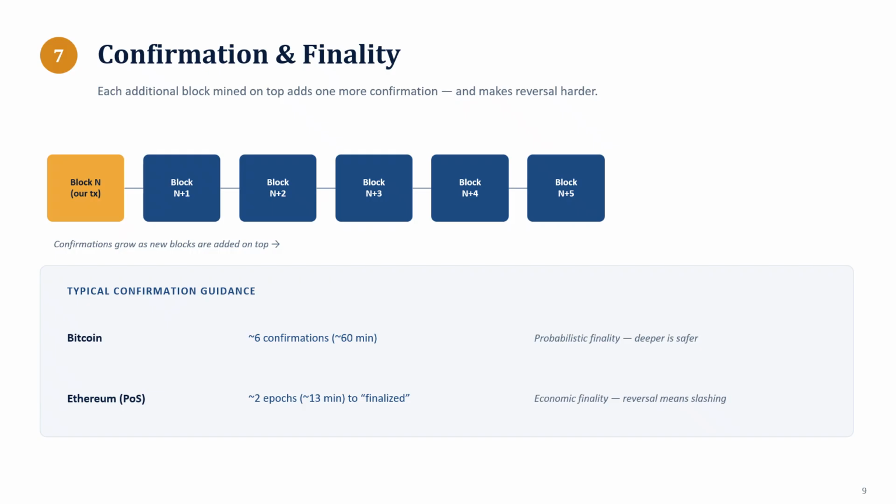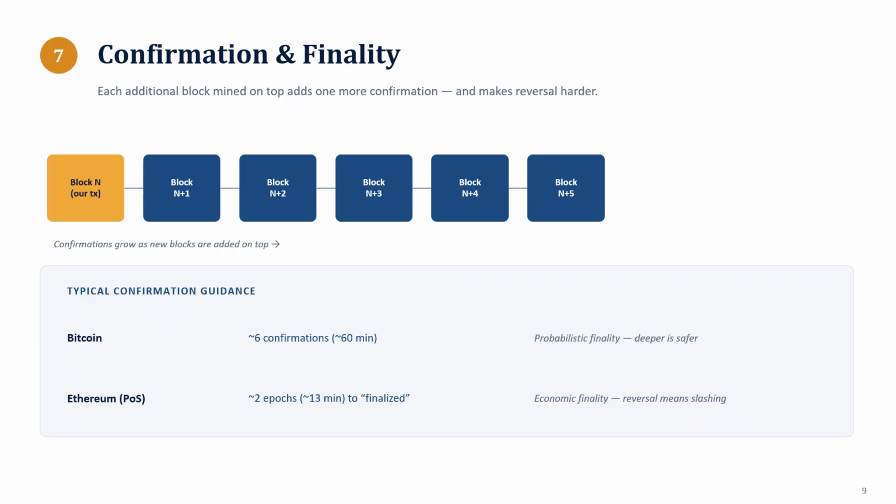Now, the confirmation and finality stage. Our transaction is now inside block N, but it isn't done. Every block mined on top of block N is one more confirmation, and each confirmation makes the transaction harder to reverse. For Bitcoin, the common rule of thumb is about 6 confirmations, roughly an hour, before treating a transaction as settled. That's called probabilistic finality: technically reversible, just astronomically expensive to attempt the deeper it gets buried.